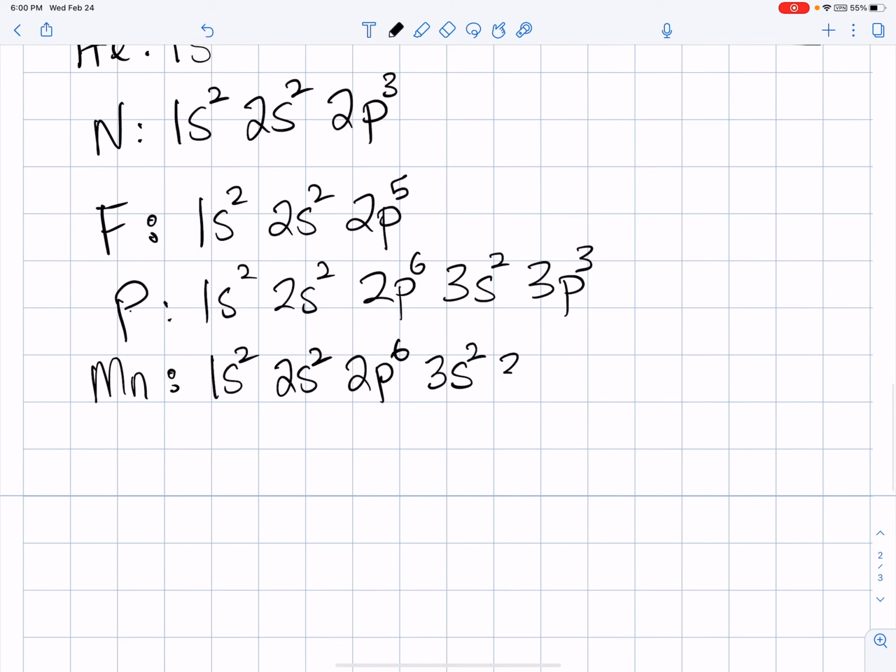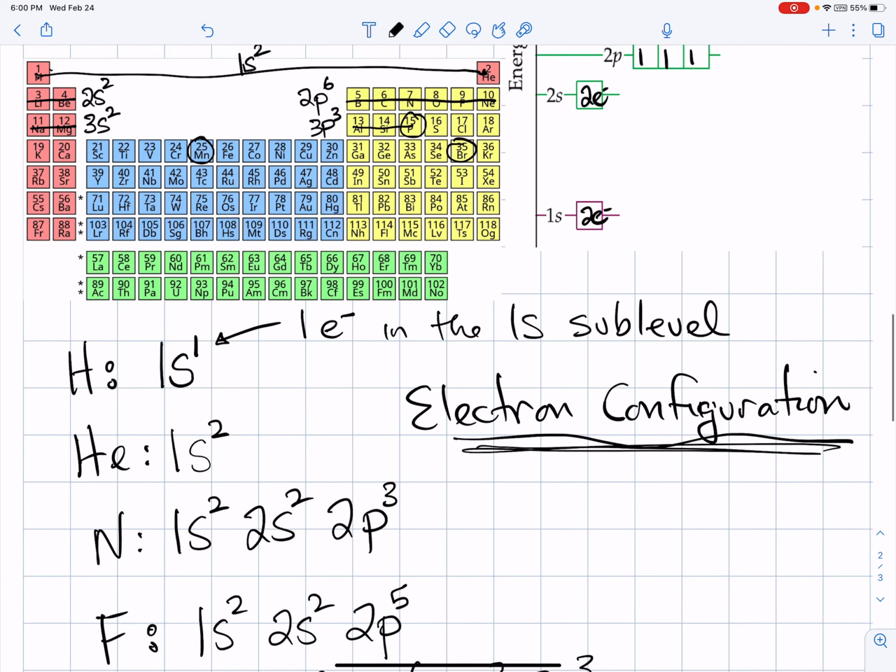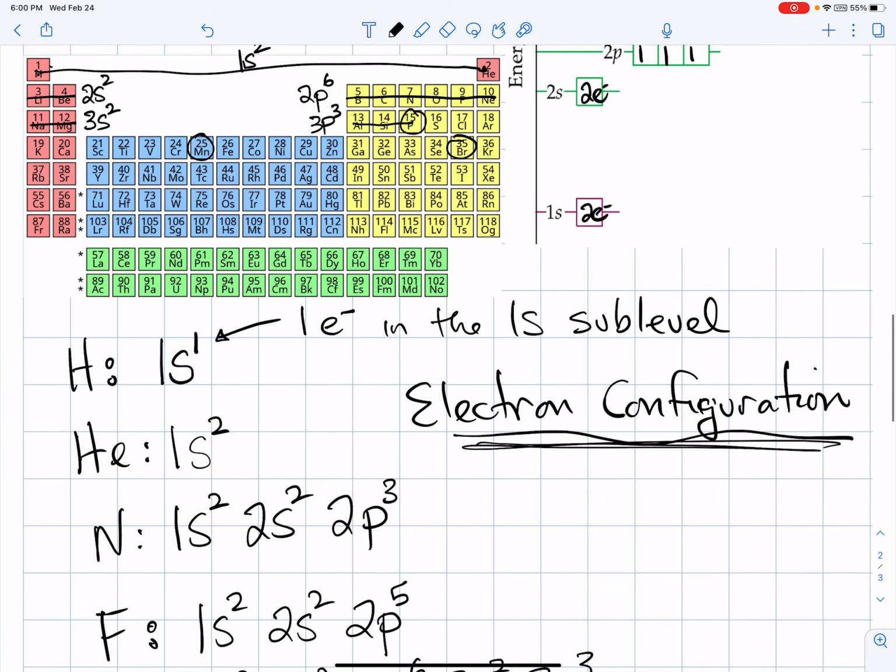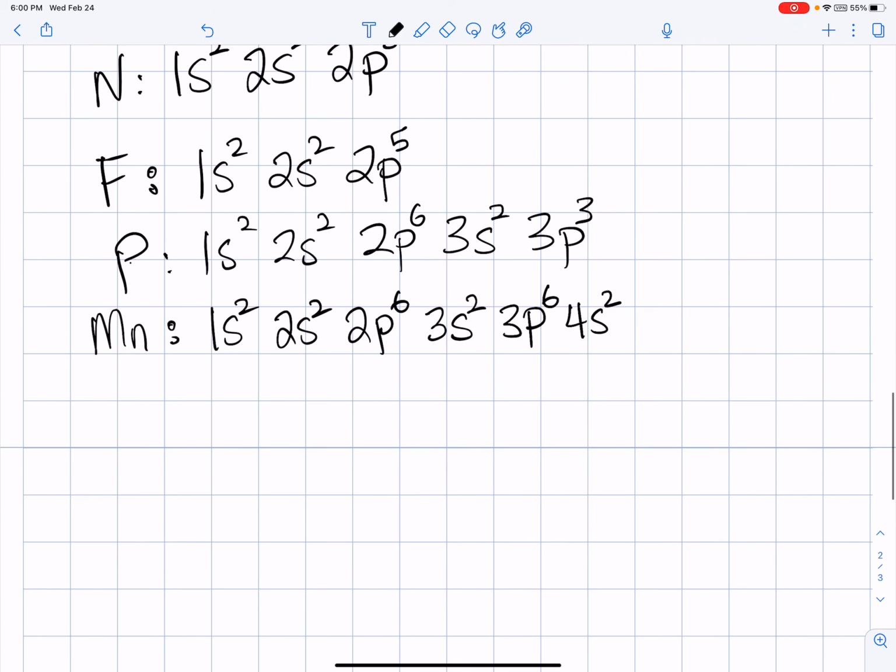After 3s comes 3p. We have to go all the way through it, so 3p6. We're now at argon on the periodic table. 4s2. 4s, we're now at calcium on the periodic table. And then to get to manganese, we have to go to 3D, and manganese is the 5th element, so 3D5. There is manganese's full electron configuration.